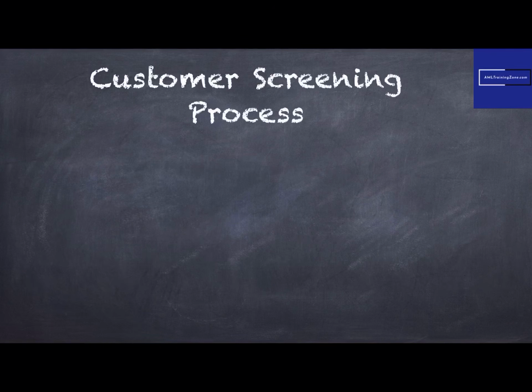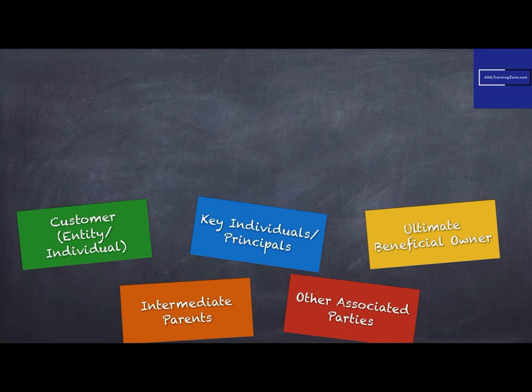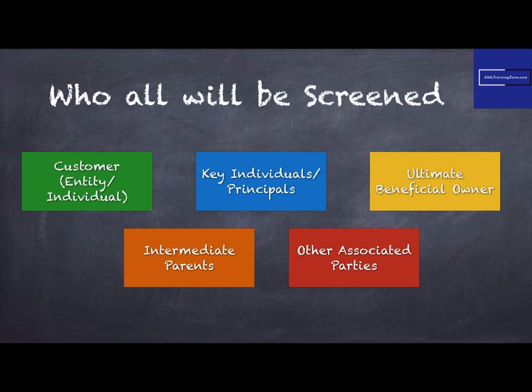So now let's understand the customer screening process. Before we do, we should also understand who all will be screened. It can be the customer, which can be an entity or individual. It can be key individuals or principals like the CEO, CFO, or ultimate beneficial owner who owns more than 25% of shareholding or voting rights, intermediate parents, and other associated parties.